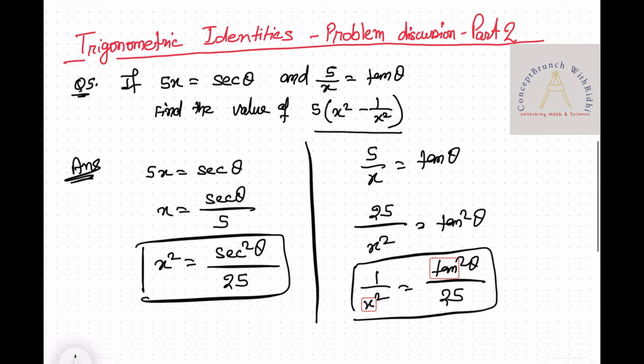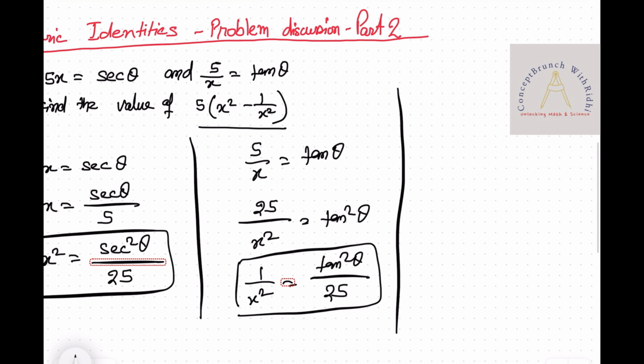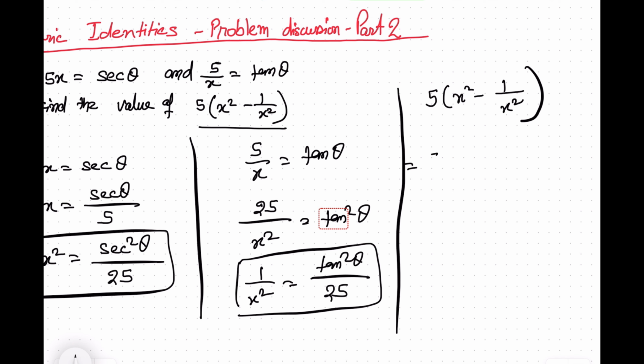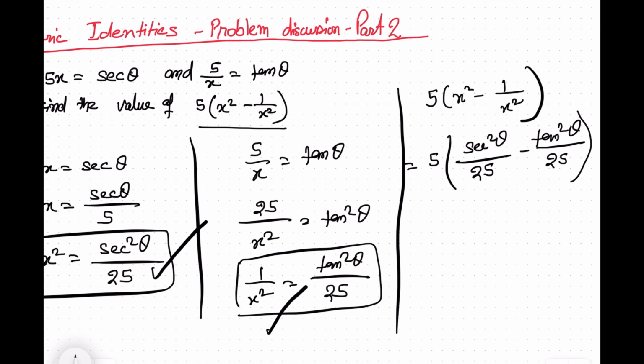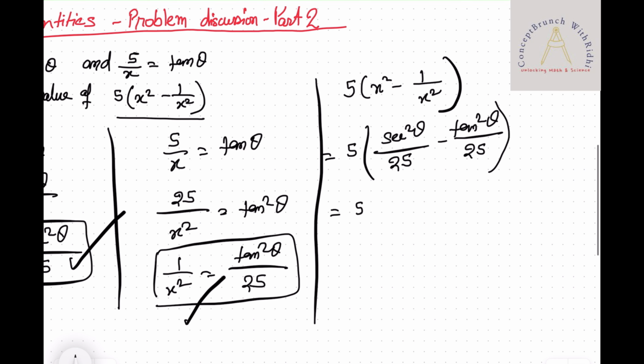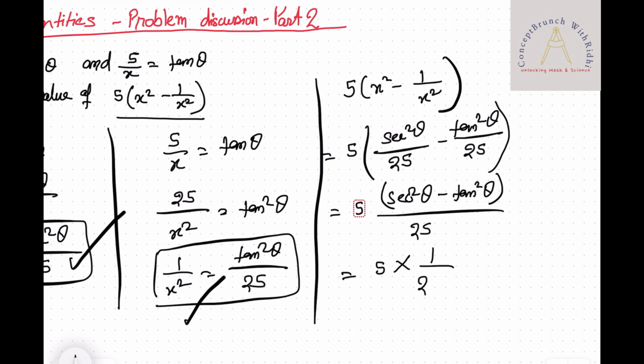Let's put everything in the value. So the value is 5x squared minus 1 over x squared, correct? Let's put this value. So 5 times, what is x squared? It is secant squared theta divided by 25, and 1 by x squared is tan squared theta divided by 25, correct? So let's take 25 common. It will be secant squared theta minus tan squared theta. So secant squared theta minus tan squared theta is 1. So it will be 5 times 1 over 25, and the answer will be 1 over 5. This is the final answer.